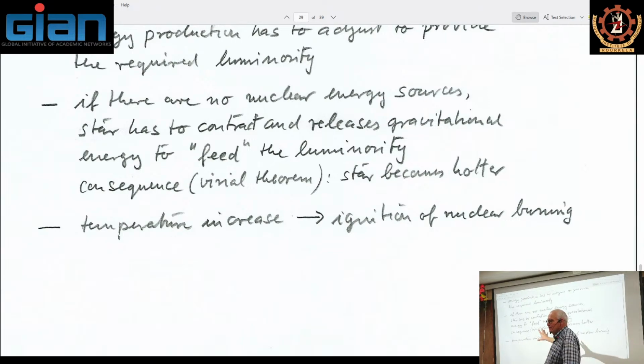If this picture is correct until the end of the stellar evolution, then if it has arrived at iron, iron is the nucleus with the highest binding energy per nucleon, so no exothermic fusion is possible. Then it would have to live from its gravitational energy, and it would become hotter and hotter and hotter.